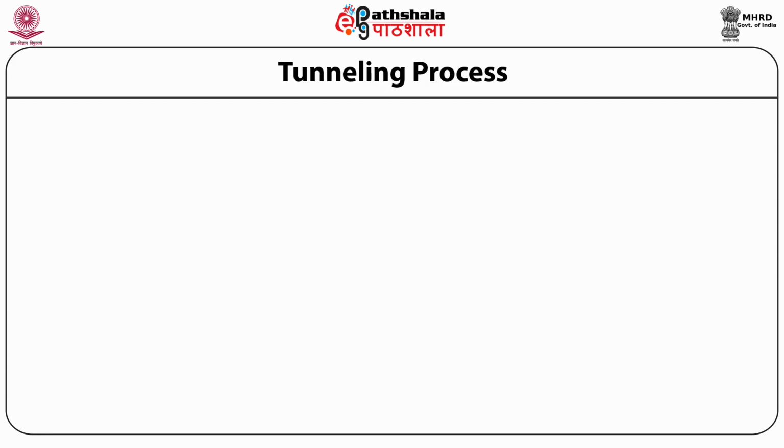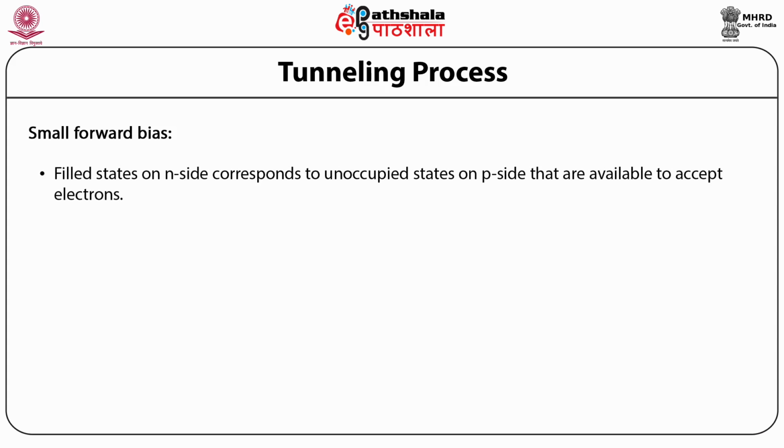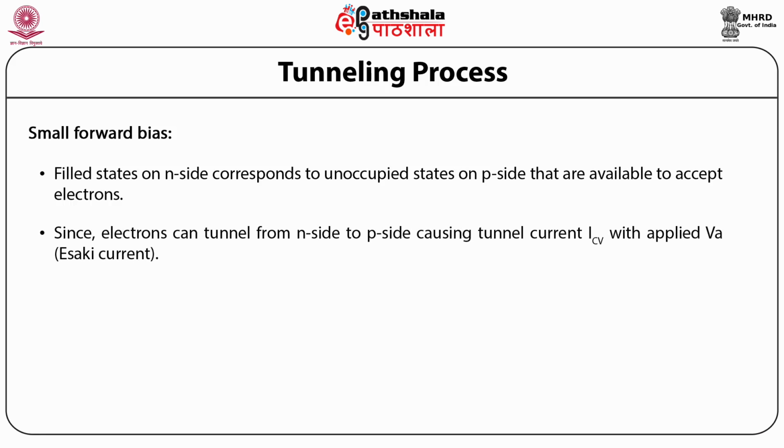Now students, let us consider the case when a small forward bias is applied, that is, we are moving away from the zero point on the positive axis of the IV characteristics. Filled states on the N side correspond to unoccupied states on the P side that are available to accept the electrons. Therefore, electrons can tunnel from the N side to the P side, causing the tunnel current to increase. That is, ICV will increase with the applied bias voltage VA. This type of current is also known as the Esaki current.